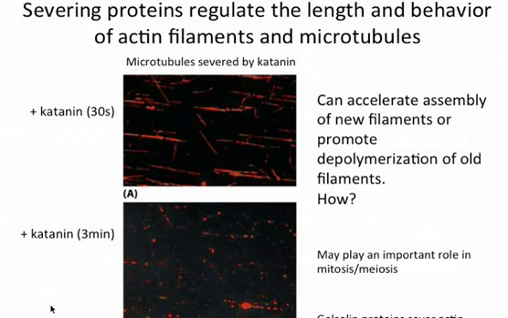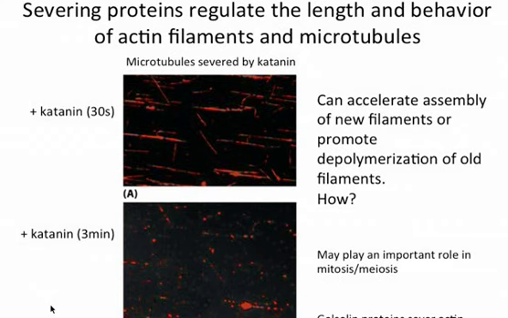If you add katanin to your microtubules for 30 seconds, they start to be chopped up a little. So red is your microtubules, and you can see how they're not one line. What we need here is a zero time point, which should show long lines. And here they're chopped up. Here, at 3 minutes, it's down to just little dots. So they can accelerate assembly of new filaments or promote depolymerization of old.